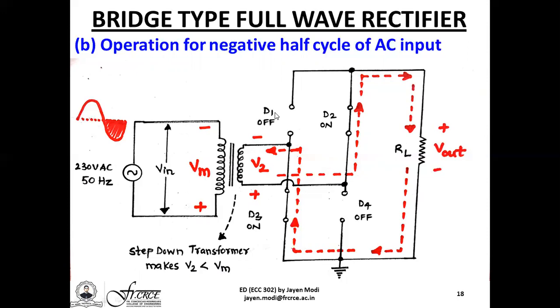D1 is off, and you have D4 off. Here we have D2 and D3 both on. So the operation is exactly reverse. In the positive half cycle, D1 and D4 were both on, while D2 and D3 were both off. But now in the negative half cycle of operation, D1 and D4 are both off, whereas D2 and D3 are now on. The sign is minus on top, plus below. The current once again flows to the closed loop circuit path of diode D2, the load RL, and diode D3.